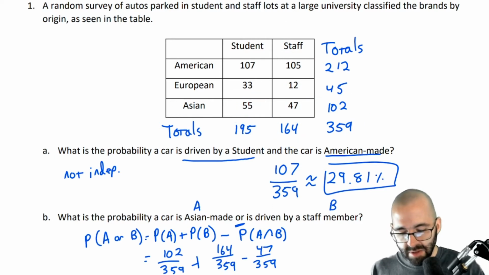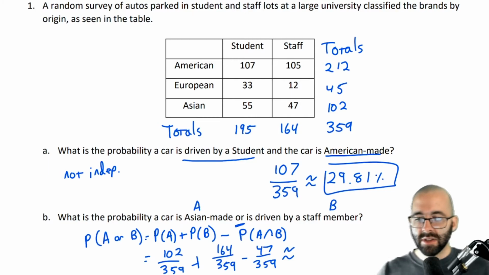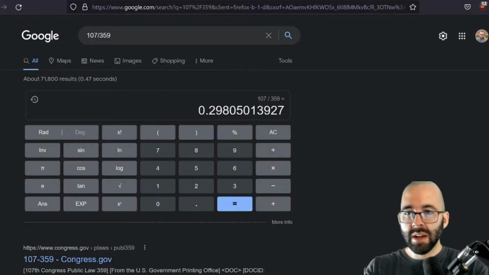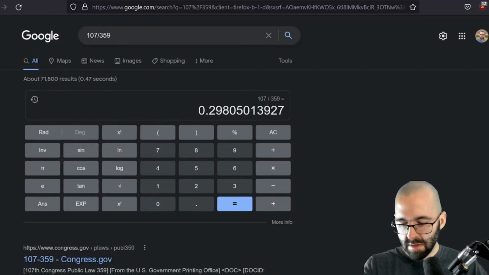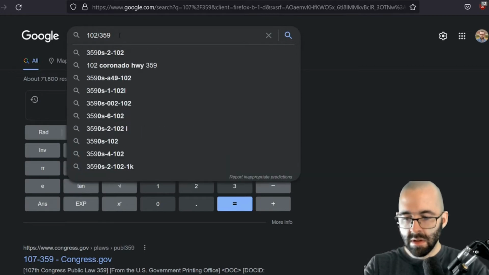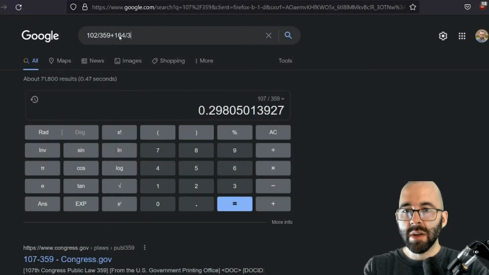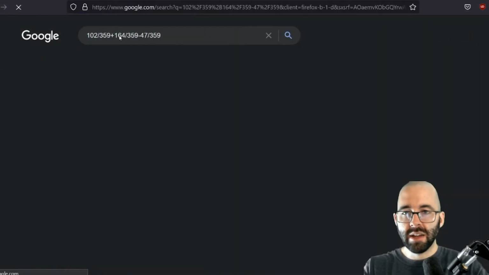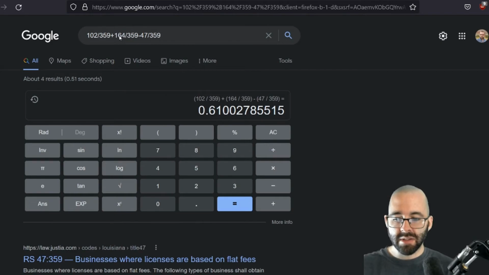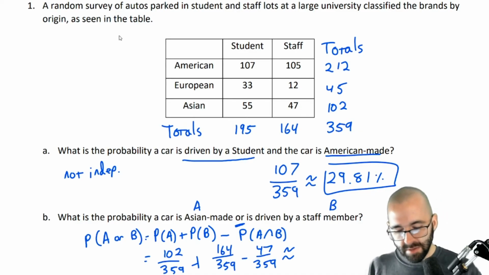All right, let's type this into a calculator. Get our answer as a percent. 102 out of 359 plus 164 divided by 359 minus 47 divided by 359. That comes out to about 61.00%.